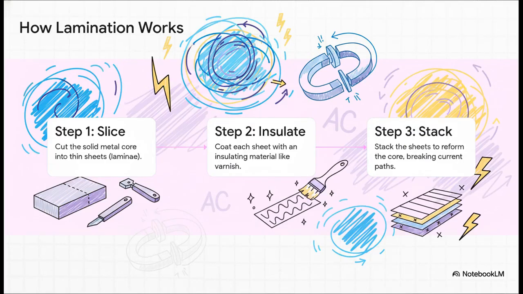And the process is actually pretty straightforward. You take your metal core and you slice it into these really thin sheets. Then you coat each one with an insulating varnish. Finally, you just stack them all back together. The real key here is that the insulation stops the current from flowing easily between the sheets.